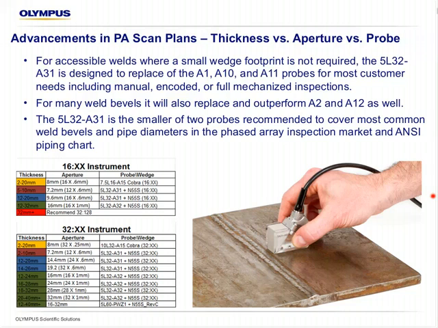They're mostly separated to account for a range of inspection instead of just an individual pipe bevel, and that accounts for the range. But again, where A1, A10, A11 probes were used very commonly, and A2 and A12 for more coverage, the smaller 5L32, A31, and 32 probes will replace these and provide a much more efficient inspection with a better wedge.